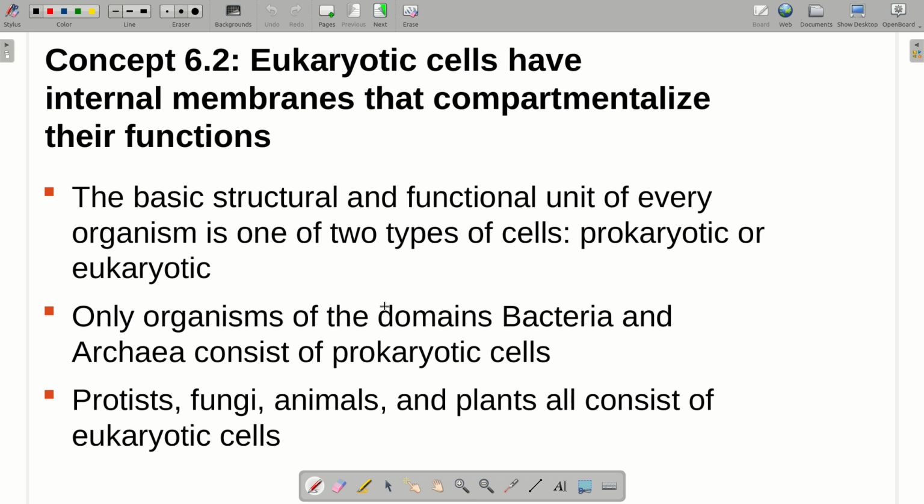There are other things that are eukaryotes that are single-celled. Things like, right here, protists, fungi, and some animals that are microscopic, and plants that are eukaryotic single-celled organisms, but the majority of eukaryotic organisms are multicellular. They are made of many cells that are organized together. We are eukaryotes.